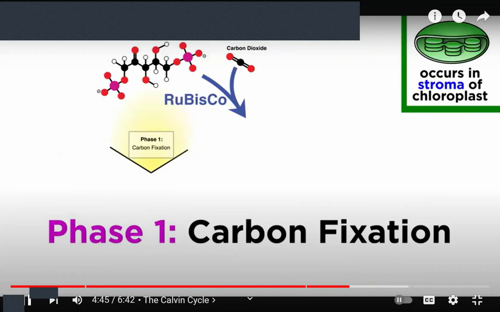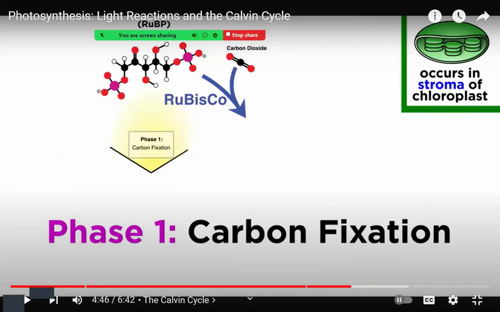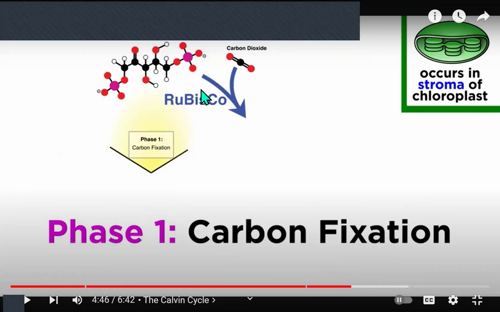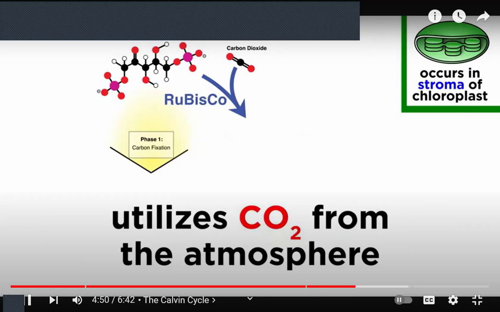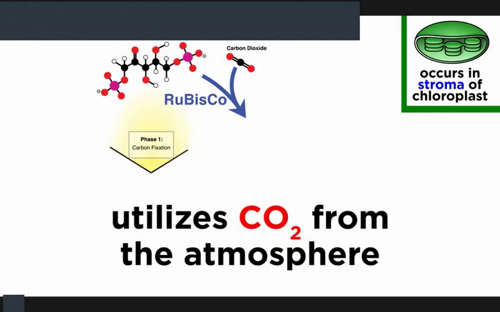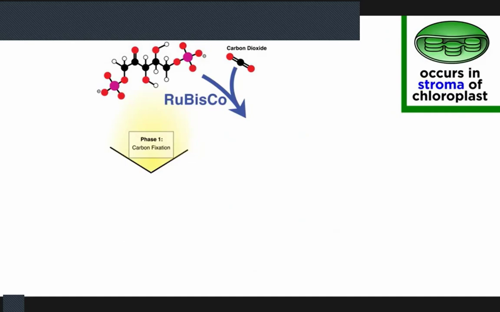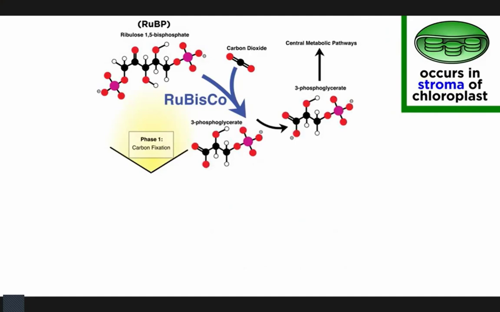Phase 1 is carbon fixation, which is catalyzed by an enzyme called rubisco. We will just go through this, okay, but we will not be focusing so much on the names created here. Rubisco captures CO2 from the atmosphere and attaches it to a 5-carbon sugar called ribulose bisphosphate. The resulting 6-carbon molecule is unstable and splits into 2 molecules of 3-phosphoglycerate.